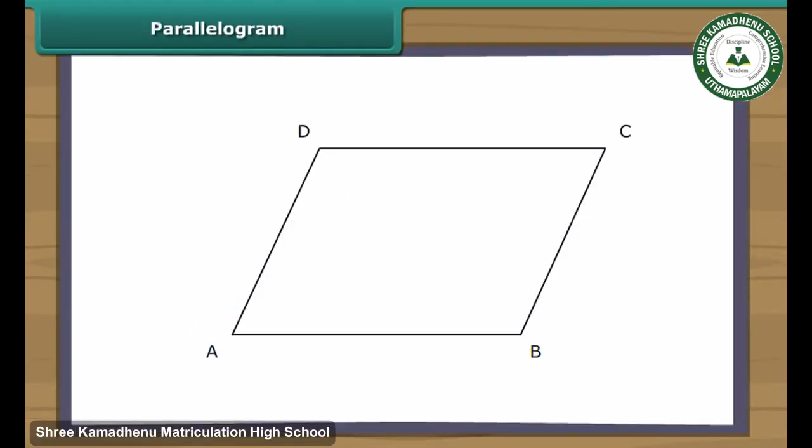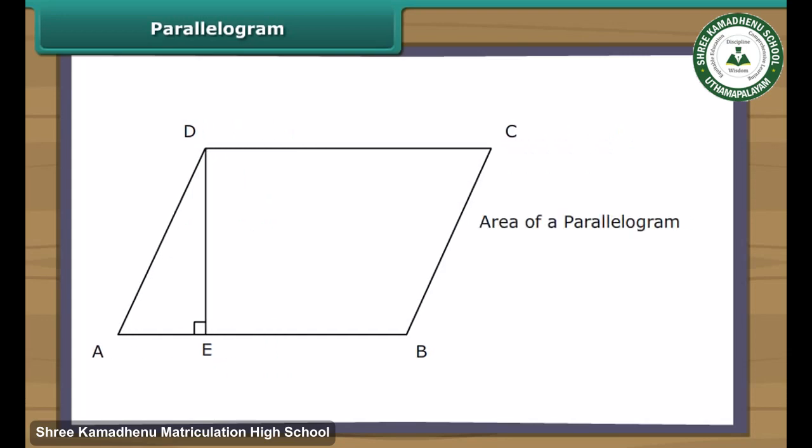Parallelogram. Students, see the following figure. Can you name the figure? It is a parallelogram. A parallelogram is a four-sided closed figure having opposite sides parallel to each other. Can we find the area of this figure? Yes, by using the formula for the area of a parallelogram. For this, you require the measures of the base and the distance between corresponding parallel sides. The area of a parallelogram is the product of its base and the distance between the parallel sides, that is, the height of the parallelogram.